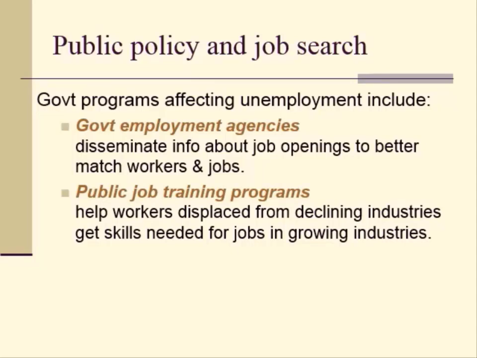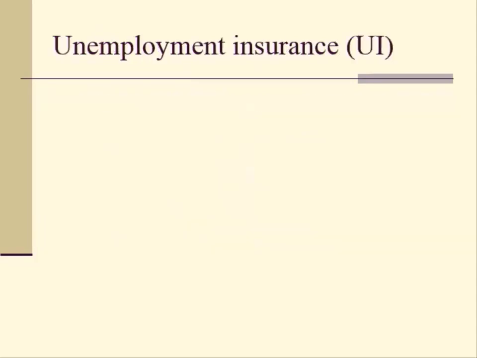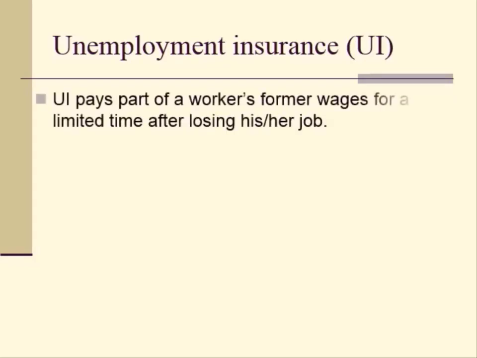So these government programs may affect unemployment by helping them to find jobs easier and faster than otherwise. On the other hand, some government programs actually increase the natural rate of unemployment. One such example is unemployment insurance. Unemployment insurance pays part of a worker's former wages for a limited time after losing his or her job.